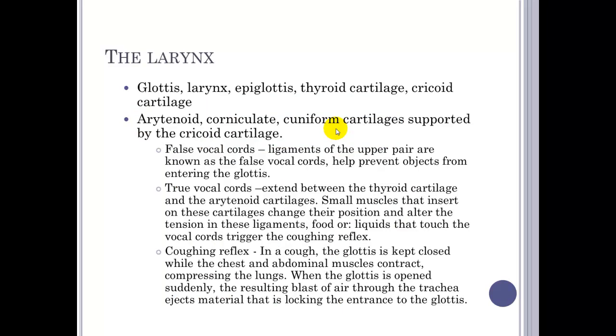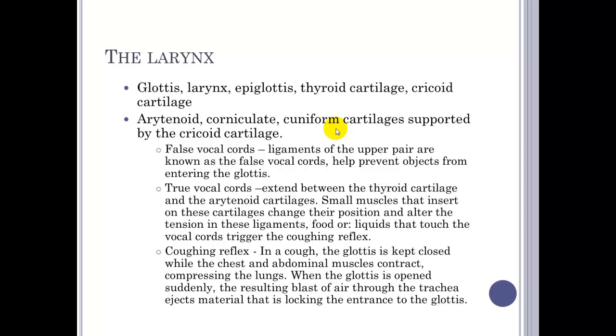The larynx, glottis, epiglottis, thyroid cartilage, and cricoid cartilage are all structures I'll show you. I just about showed them to you a second ago. They're easier to see on this next picture. Arytenoid, corniculate, cuneiform cartilages supported by the cricoid cartilage.